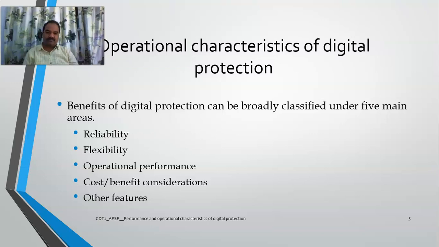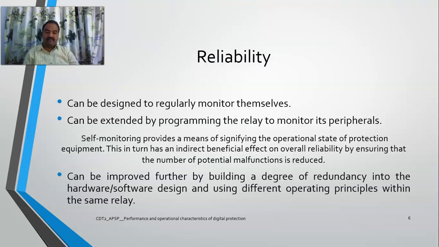See, benefits of digital protection can be broadly classified into 5 main areas. This is what I have written there. The first thing is reliability. Second is flexibility. The third is operational performance and cost benefit considerations. And finally, any other features which we have, we will discuss in detail. So the first one is reliability. How reliable are these digital relays?